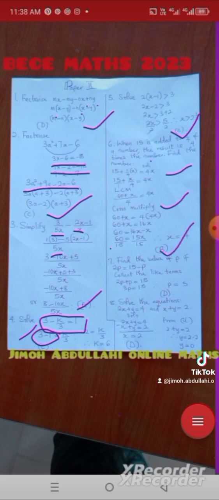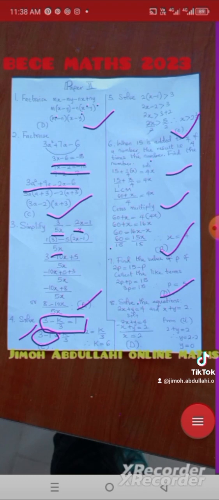Then the number 7, find the value of P if 2P equals to 15 minus P. So this one too, you are going to collect the like terms. Bring in minus P, it turns to plus. Then the 15 is outside already, so divide both sides by 3. That will give you 5. So D is the option for the answer.